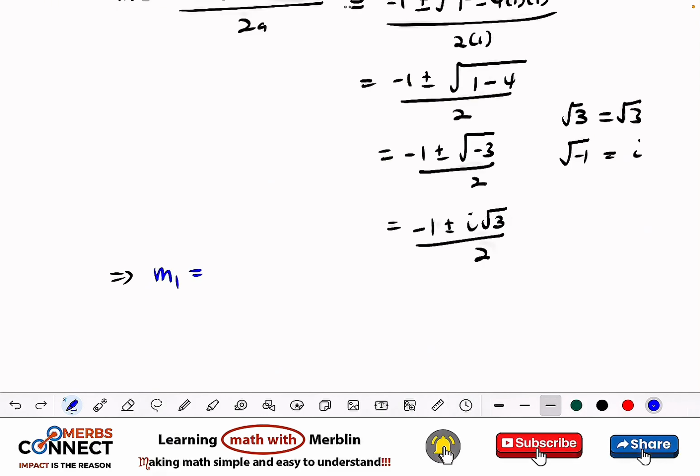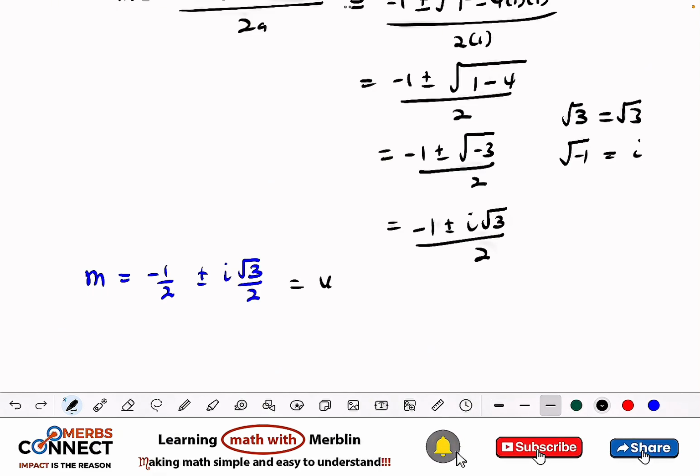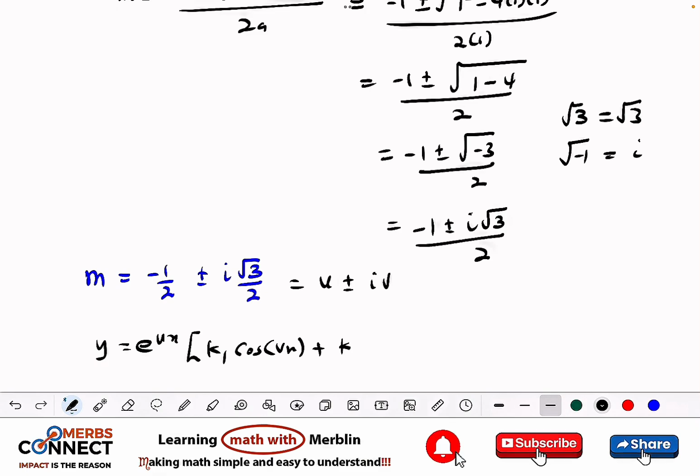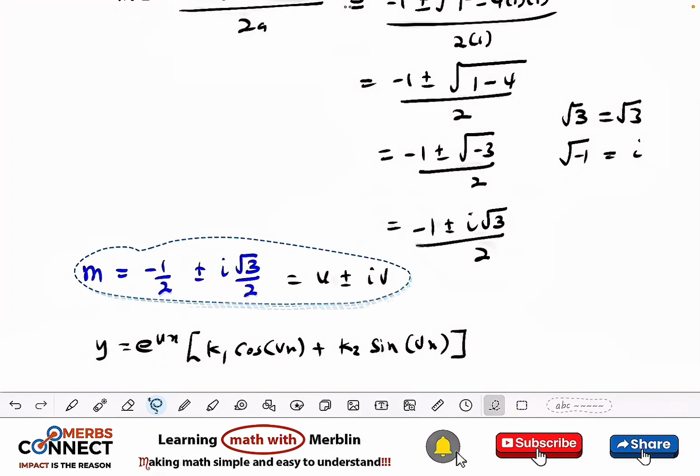So this implies that we can choose m1 to be the negative side or positive side. But since this one is complex, we just need to write it as m. So m is equal to minus 1 divided by 2 plus or minus i square root of 3 divided by 2. Now this is our solution here, and we know that this is of the form u plus or minus iv. So we can write our complementary solution from here. We are going to have y equal to e to the power ux, times k1 cos vx plus k2 sin vx. So we just do substitution for this, and then we are done with the complementary solution.